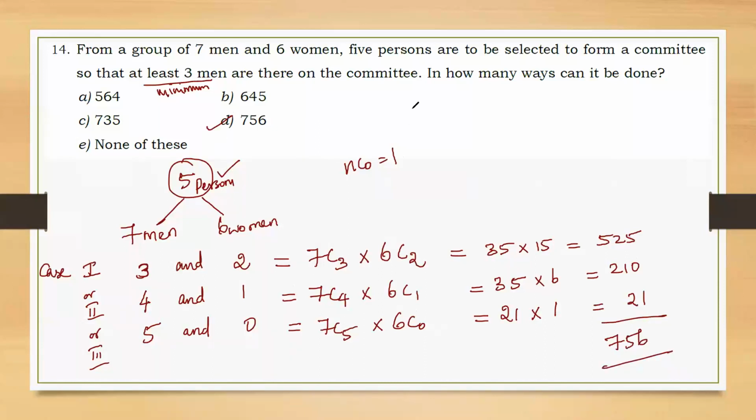So clear? The question is minimum 3 men. Maximum, all the 5 persons may be men. So we have more cases: either case 1 or case 2 or case 3, and you need to add them.